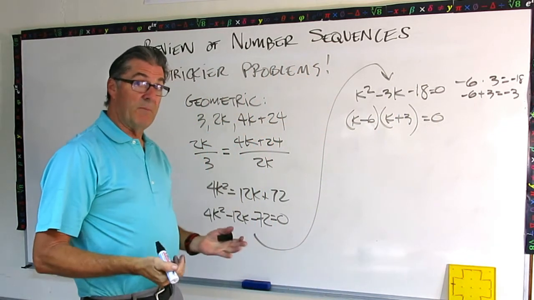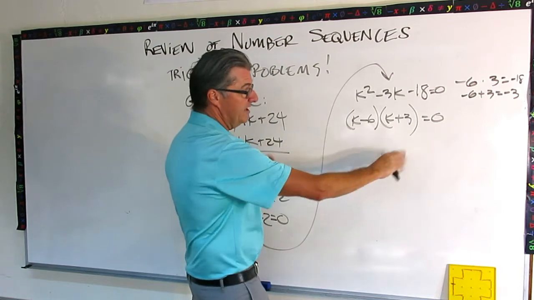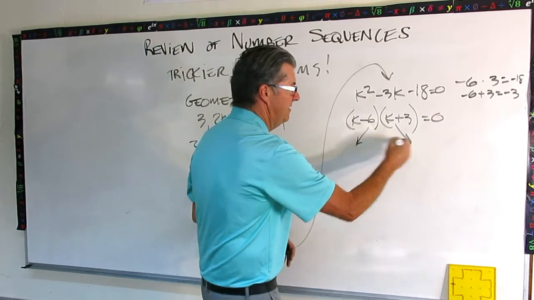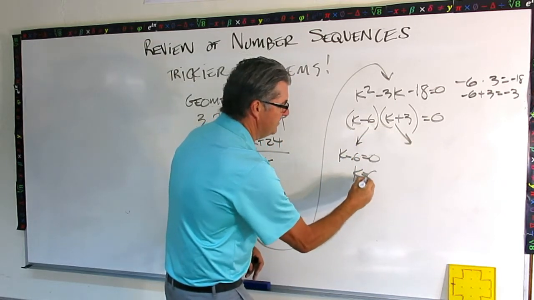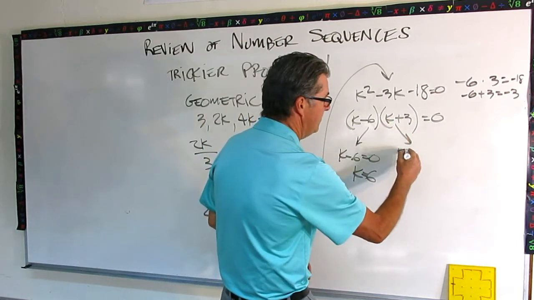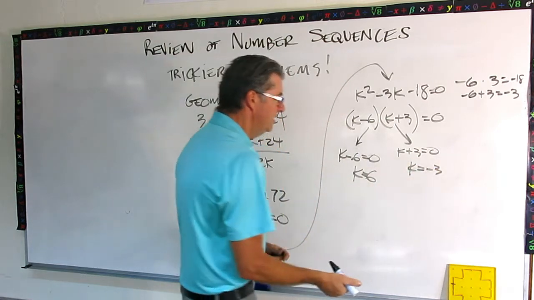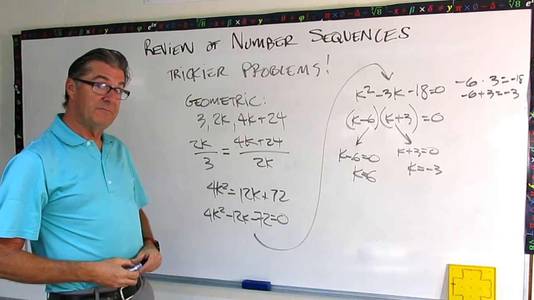And now we use the zero product rule to solve. If this is 0, the whole thing is 0, or if that is 0. So I get two little equations here. k minus 6 equals 0, k equals 6. So that's one solution. And on this one, I get k plus 3 equals 0, k equals negative 3. So in this case, k has two possible values that work.